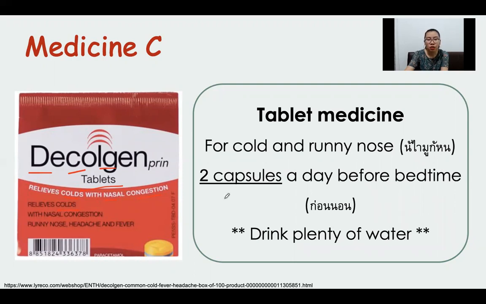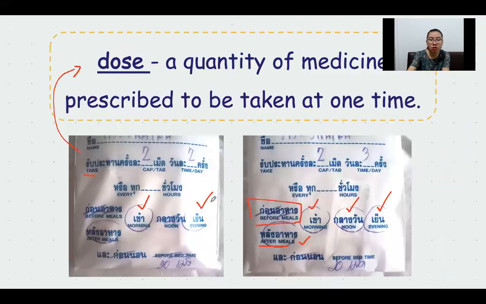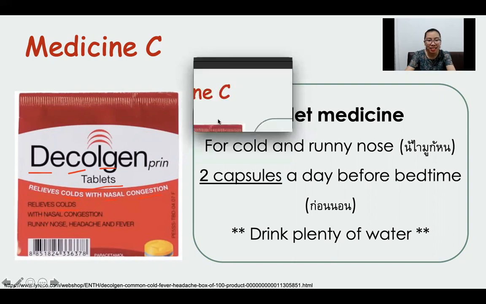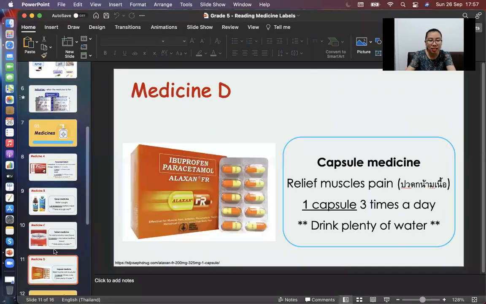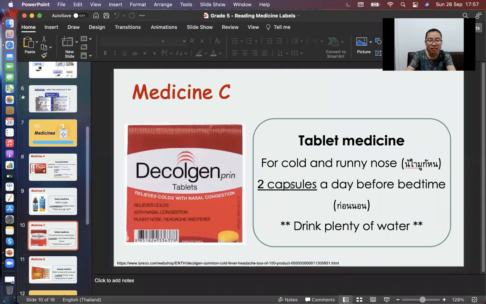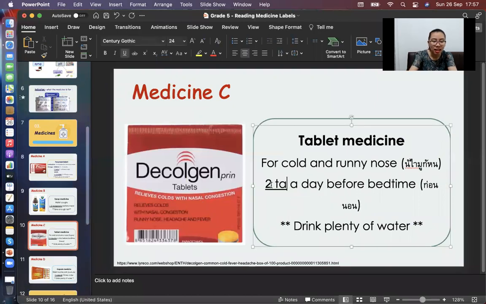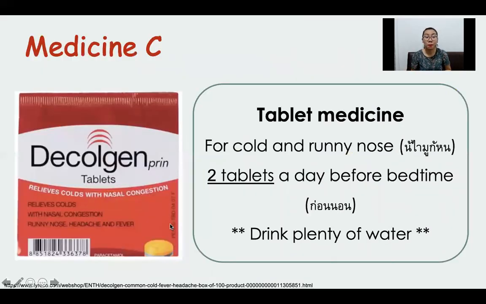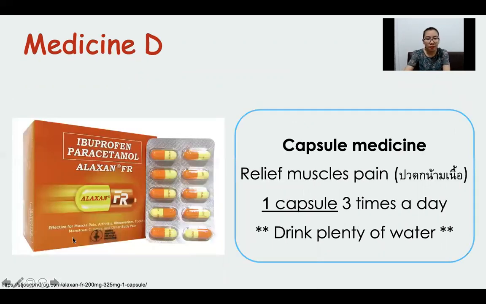So 2 capsules a day, just like this one. You can take it morning or evening. Or, I'm sorry, 2 tablets. Sorry. 2 tablets a day. Okay, 2 tablets a day before bedtime. Bedtime, sleep. Okay. Next one.